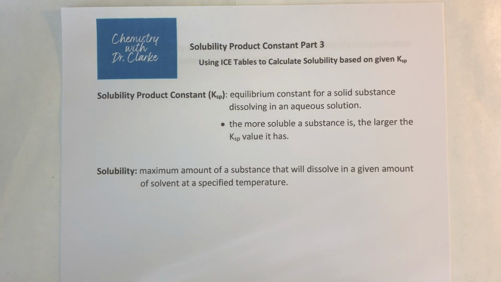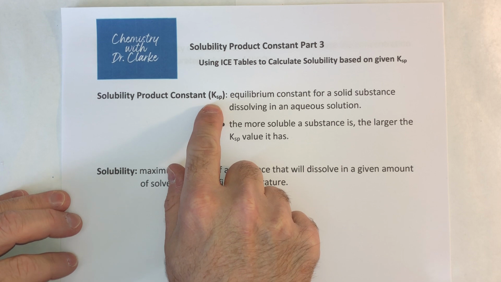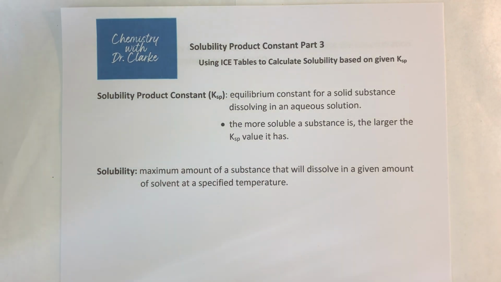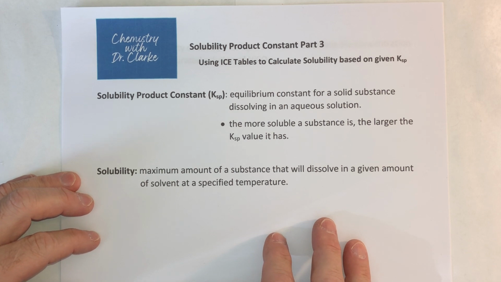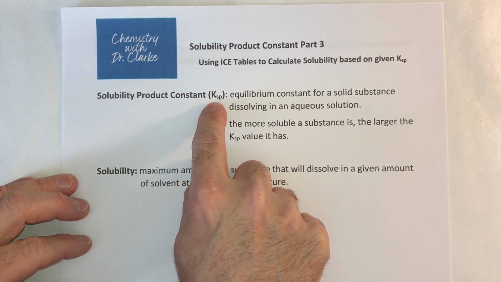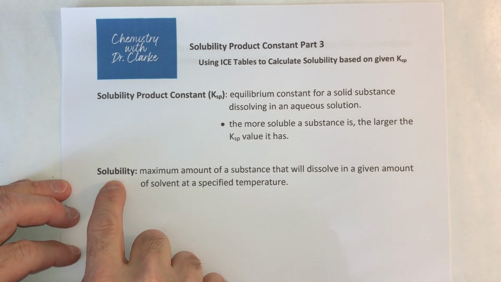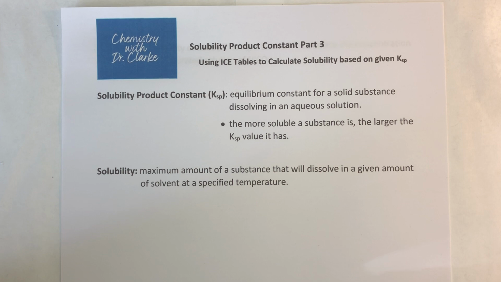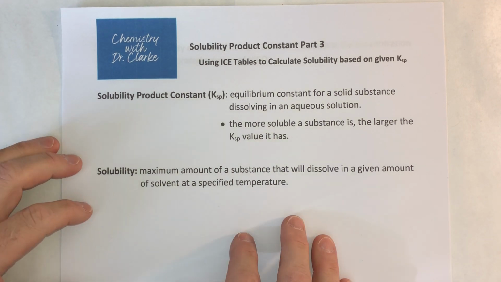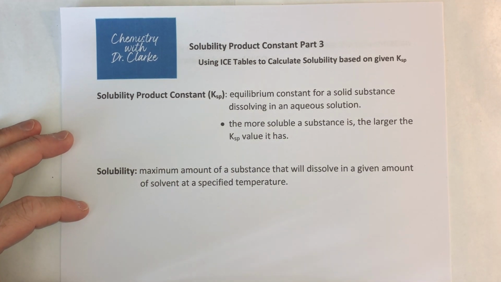In part number 2, we talked about problems that gave you the solubility and asked you to calculate the value of the KSP. If that's the kind of problem you're attempting to solve, you might want to pause again and go back to part 2. Here in part 3, I would like to give you the KSP and ask you to calculate the solubility. Those two sets of problems are very, very close. The steps that you'll follow will be almost identical until you get almost to the very end, so it might be worth going back and taking a look at part 2 of the video series.